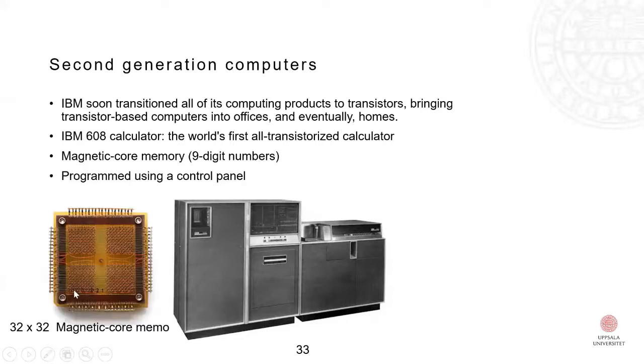And for memory, it used magnetic core memory. Here you see a sample of a magnetic core memory, which in this picture is 32 by 32 cores, meaning that in each row there are 32 cores. Each core is like 1 bit, so it can be either 0 or 1. So this was used for the memory of these machines, and they were programmed using a control panel.